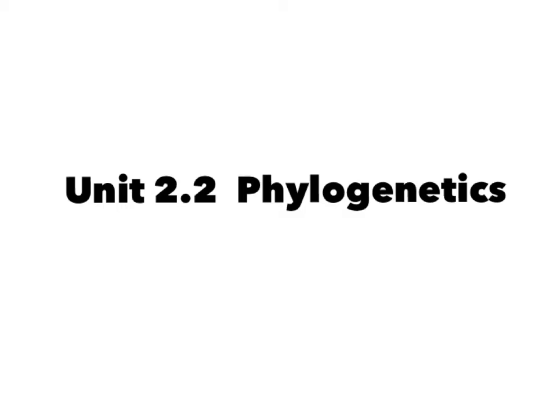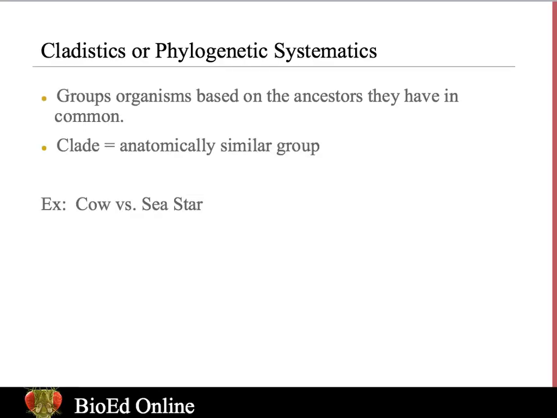This video is for Unit 2.2 on phylogenetics. First thing you need to know about phylogenetics is what is phylogenetics. So far in class we've been talking about something called hierarchical classification, and that's the classification system of using domains, kingdoms, classes, families, so forth and so on to show relatedness between organisms.